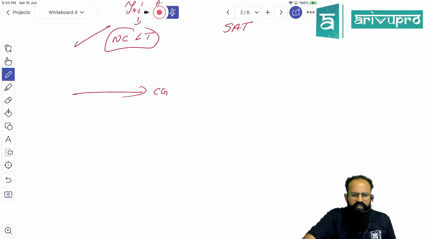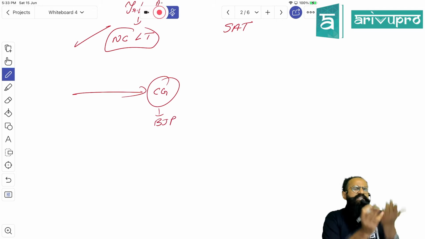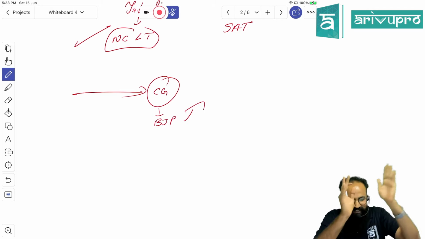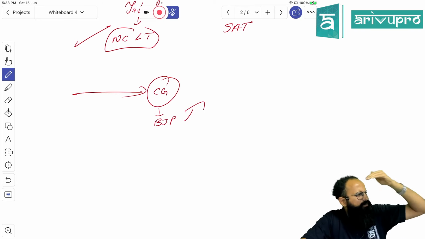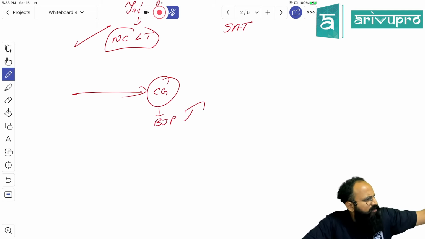Central government means what will come to our mind? That is BJP, as of now. BJP means what will come to our mind? Modi ji, sorry. Correct? What will come to our mind? I'm saying that's the Prime Minister, or the person who is in charge of the central government. That is what will come to your mind.